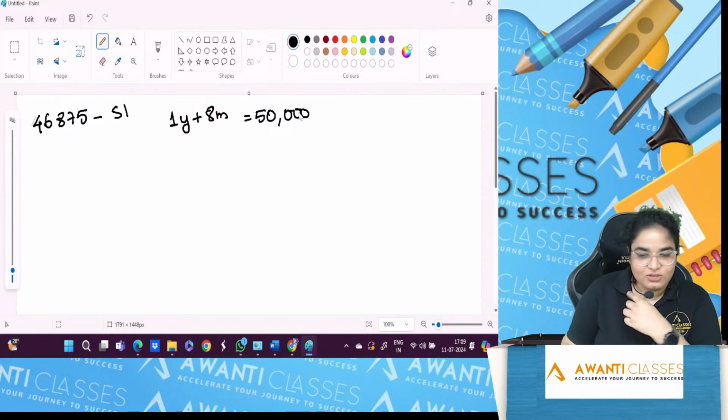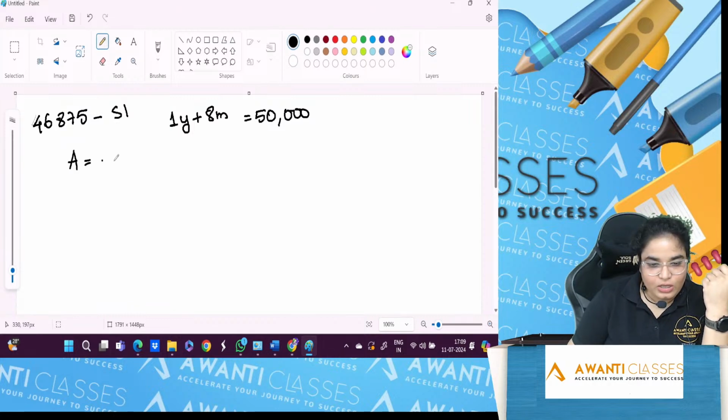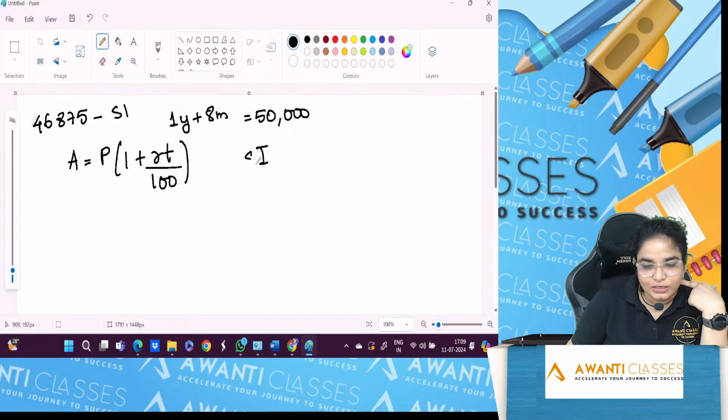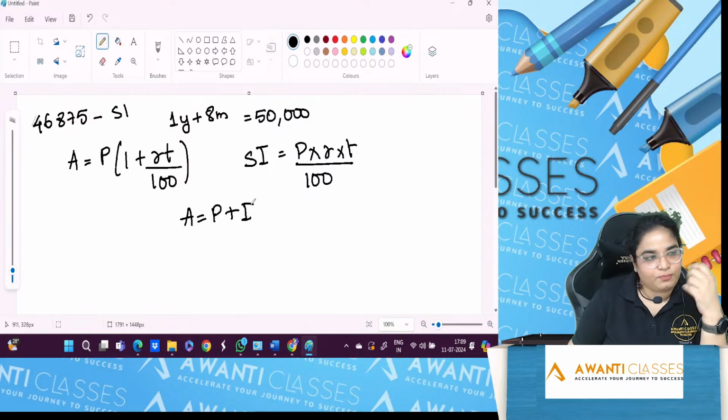Did anybody solve this? Did you all get what percentage it is? Let us simply start. The amount is P(1 + RT/100). Similarly, the simple interest is PRT by 100. Here, what else can you say? A is equal to P plus I.